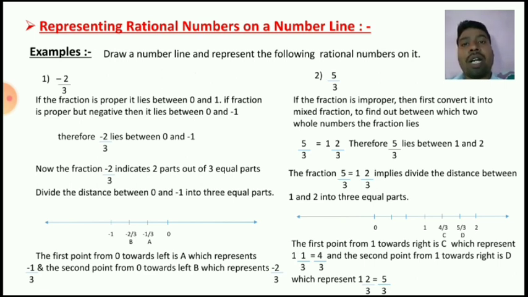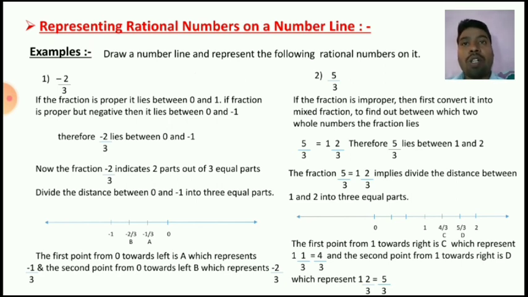See this number line and see where the rational number lies. We have to only represent the rational numbers on the number line. Like this, you also represent the rational numbers on the number line.